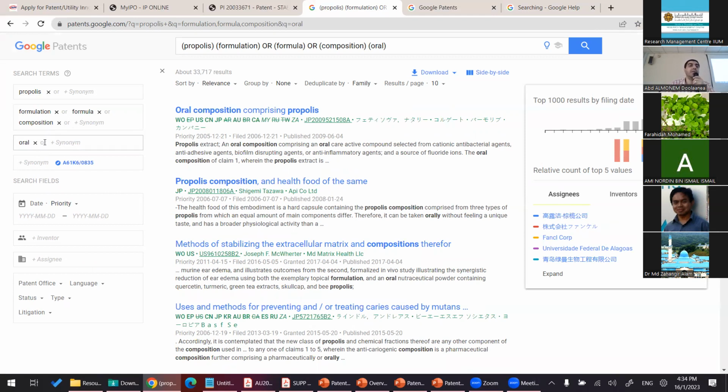Maybe some of them use oral, some of them use maybe vaginal or take it by mouth or something. If there is any other term, you can put it here because this is oral. So you add the synonyms here, you add all the keywords here, so you can restrict your results a bit. But the important part is this one.